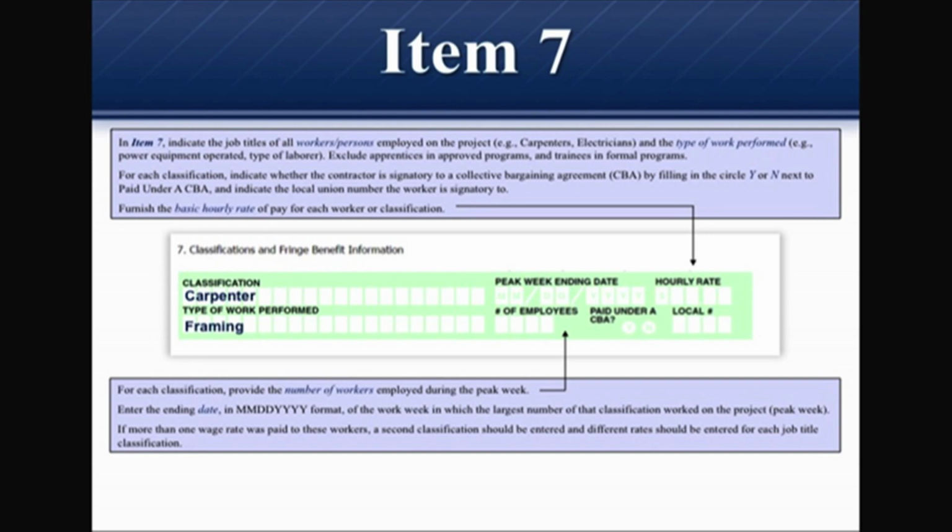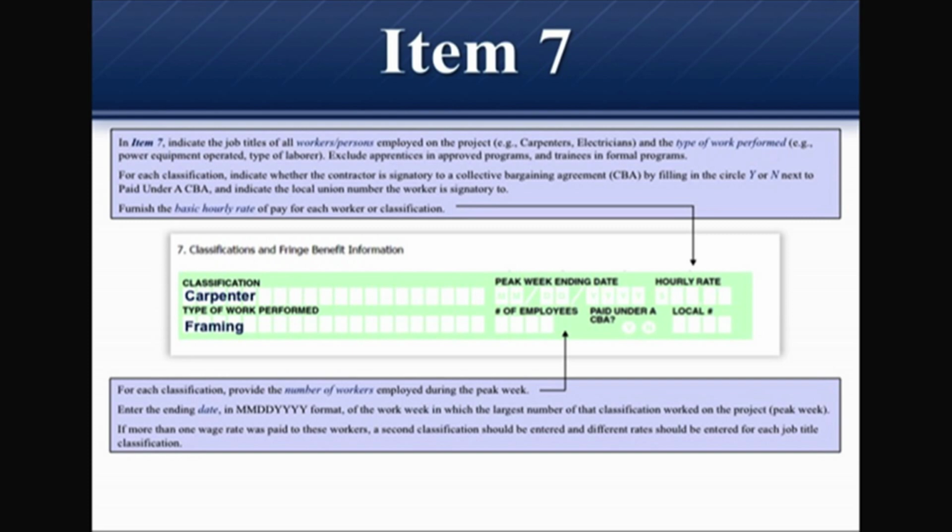The back of the WD-10 is where all information relative to wage rates for your various employees is provided. We first ask for classification of your employees, that is, what these employees are called. Carpenters, sheet metal workers, electricians, laborers, and equipment operators are a few examples. This title would be entered in the area under Classification.